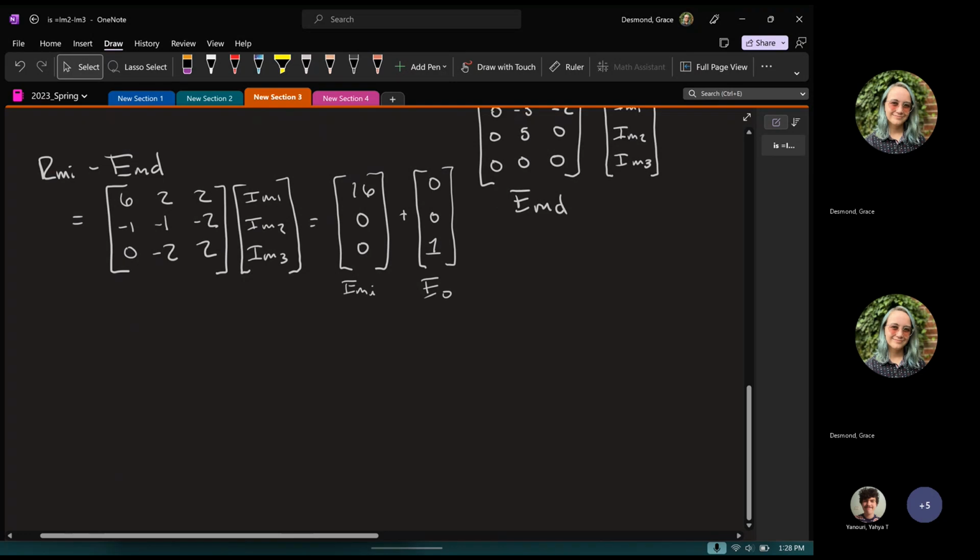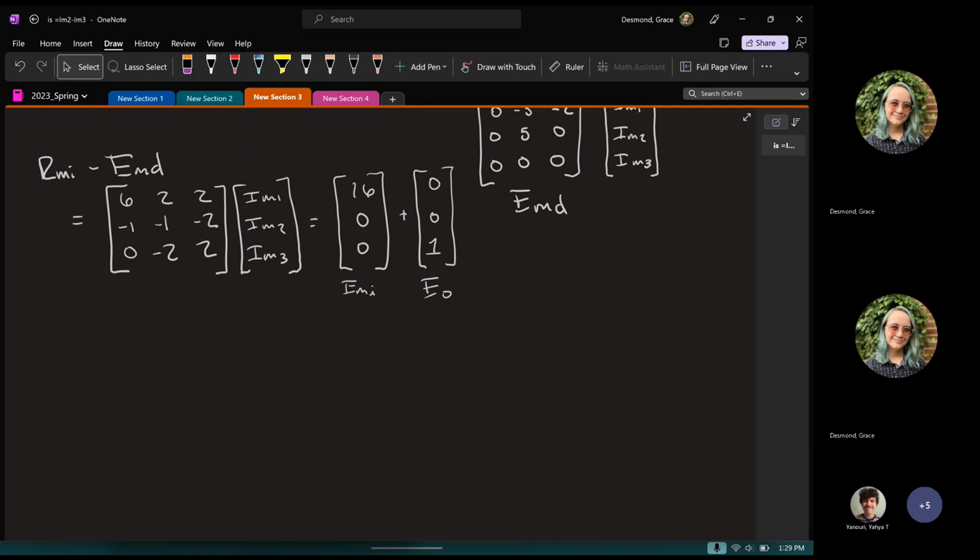Okay. So now what do we do? Find what the current is and find what the equivalent resistance is. Mhm. And so to find the Norton equivalent, you turn off E naught and just solve the circuit with your EMI for the source. So IM3 would be what your Norton equivalent is.